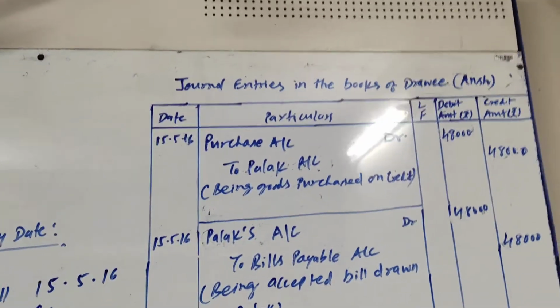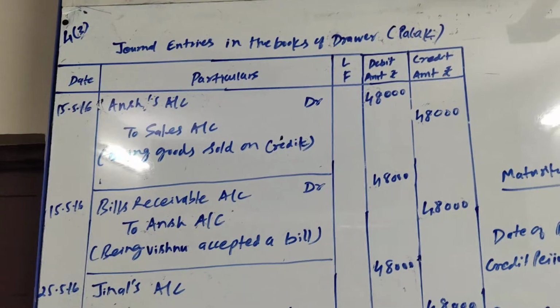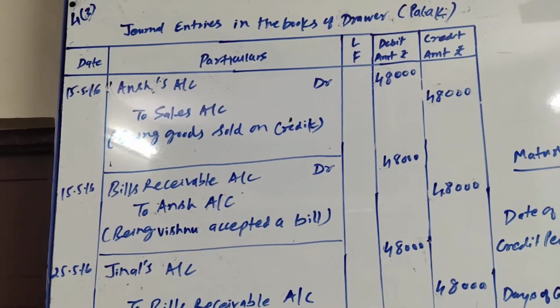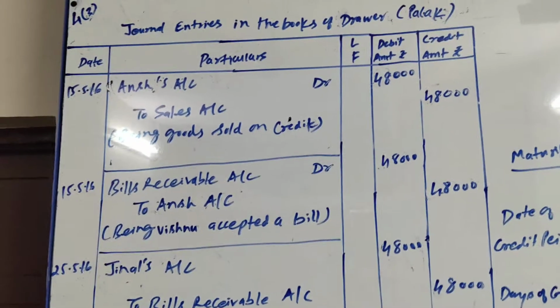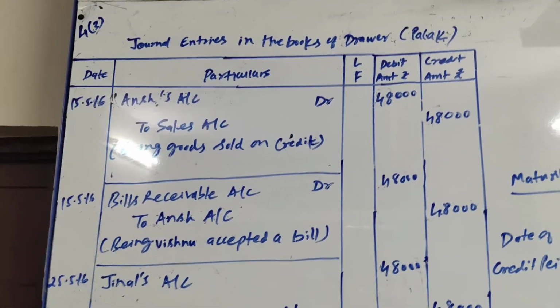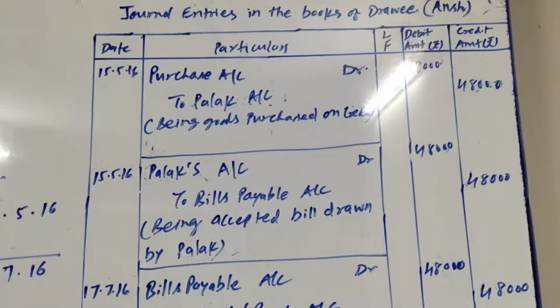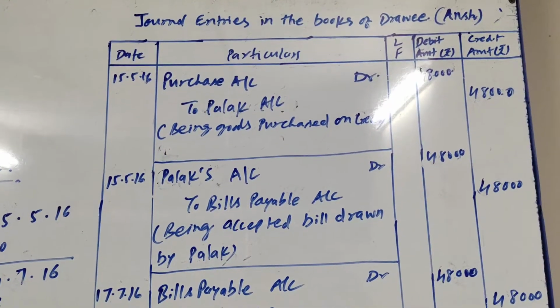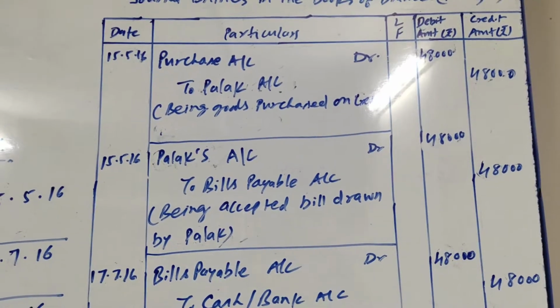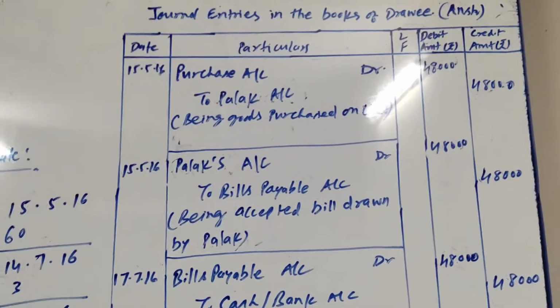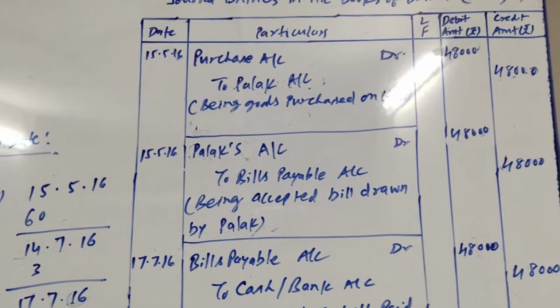Okay friends, now on the same date a bill of 60 days is drawn by Palak on Ansh. So in the books of Palak, bills receivable account debit to Ansh account 48,000, date 15/5/2016, and in the books of Ansh it will be Palak account debit to bills payable account, being accepted bill drawn by Palak. Okay friends, so this was about the acceptance of bill.